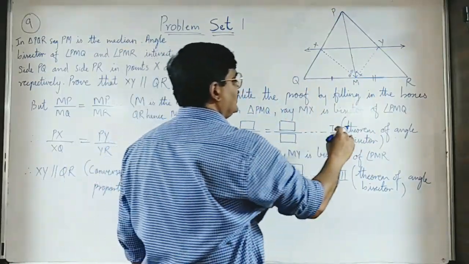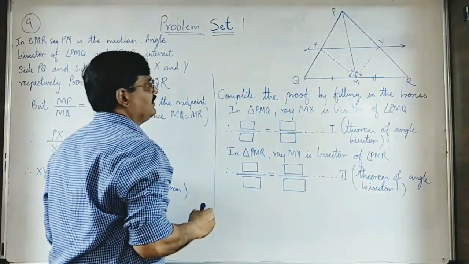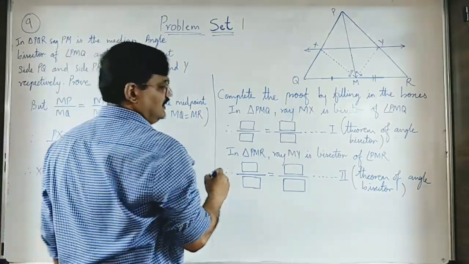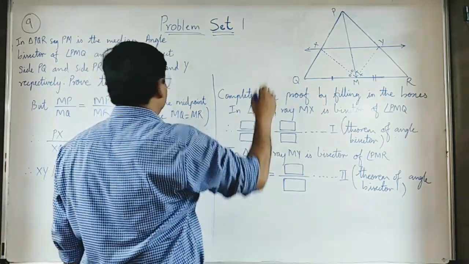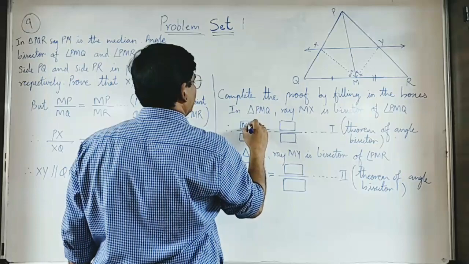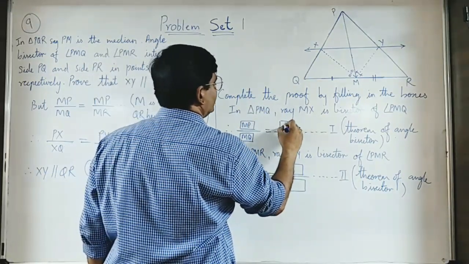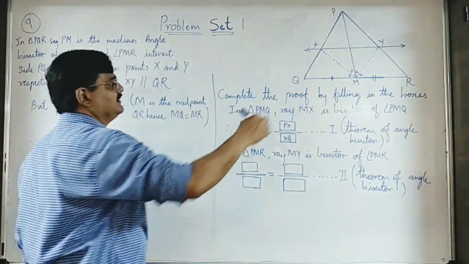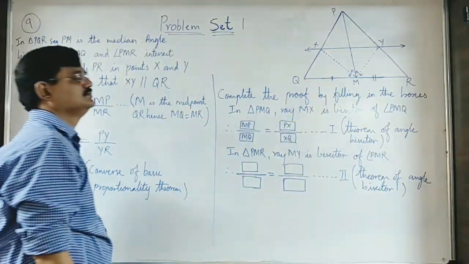Now, do you know that I can apply the angle bisector theorem in triangle PMQ only? So, can I write it over here? I can write MP upon MQ is equals to PX upon XQ. Do you remember we have done the angle bisector property? That is your MP upon MQ is equal to PX upon XQ.